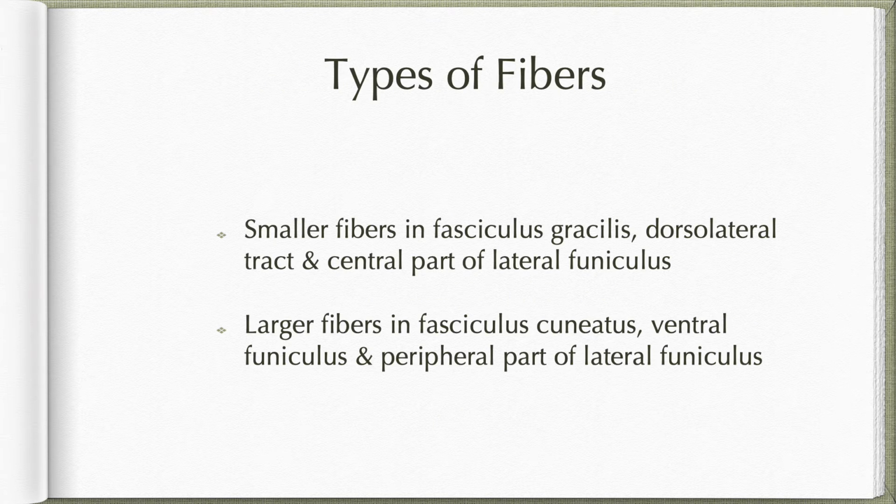What are the different types of nerve fibers? The smaller sized nerve fibers are found in the fasciculus gracilis, dorsolateral tract of Lissauer, as well as in the central part of the lateral funiculus. Larger fibers, on the contrary, are seen in the fasciculus cuneatus, ventral funiculus and peripheral part of the lateral funiculus.